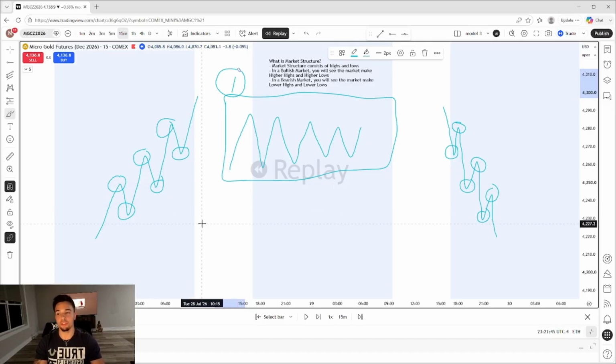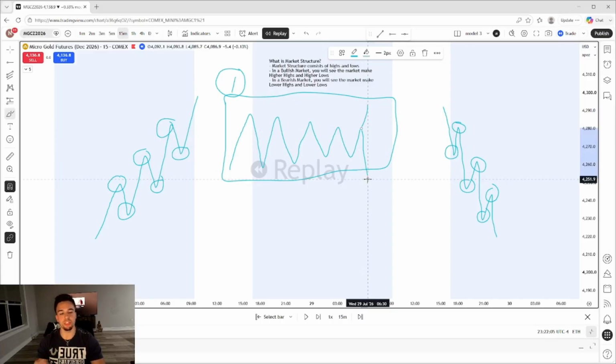What are you going to do after that accumulation is settled? You're going to wait for a manipulation leg either to the upside or to the downside, right? And then what you're going to do is you're going to look for phase three. Phase three would be your distribution zone, right?